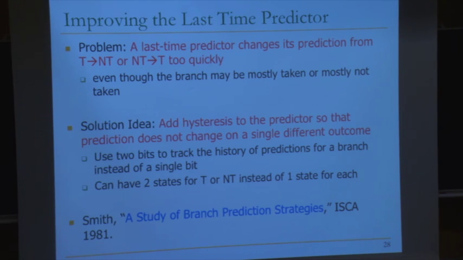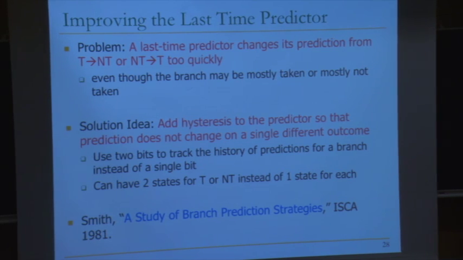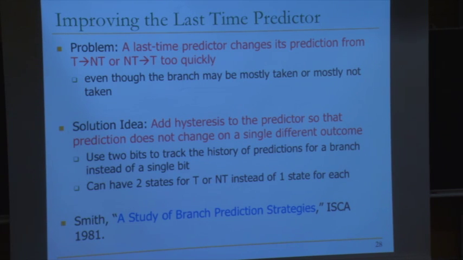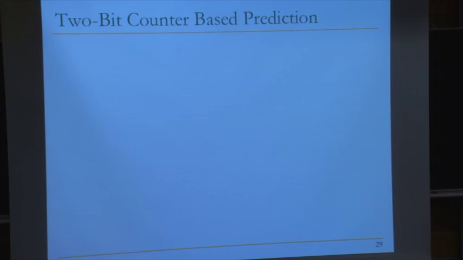I didn't assign you this, but if you're interested in the origins of some of these predictors, this is Jim Smith's paper in ISCA 1981 that describes different branch prediction strategies at the time. This is very old. This is 32 years old now. We're all getting old, huh? But we're going to see much more sophisticated predictors. But this is a nice paper that describes the state of the art at the time and introduces this predictor.